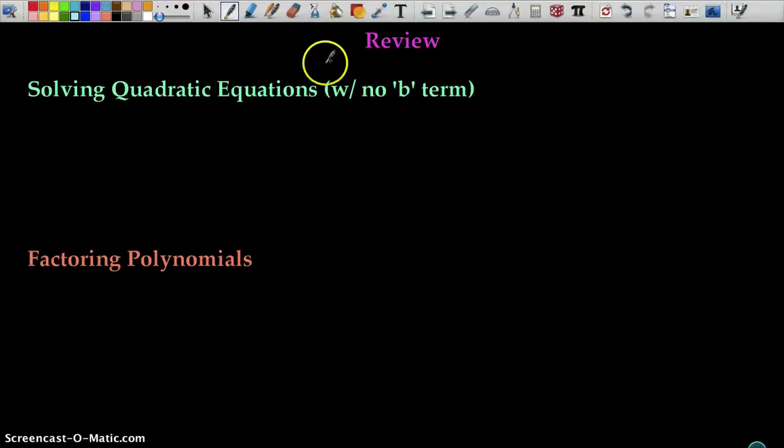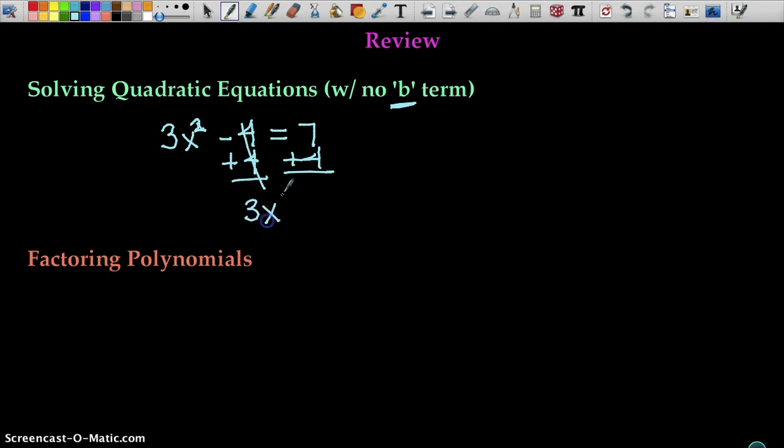Welcome back. We're going to begin with reviewing, starting with solving just quadratic equations that have no b term. The reason this is important is because this time we're actually going to get into quadratic equations that have the b term and how you solve those. So remember, if they do not have a b term and it was something like 3x squared minus 4 equals 7, well, it's all the same as just solving equations. So we get 3x squared equals 11, divide by 3. So we get x squared equals 11 divided by 3.